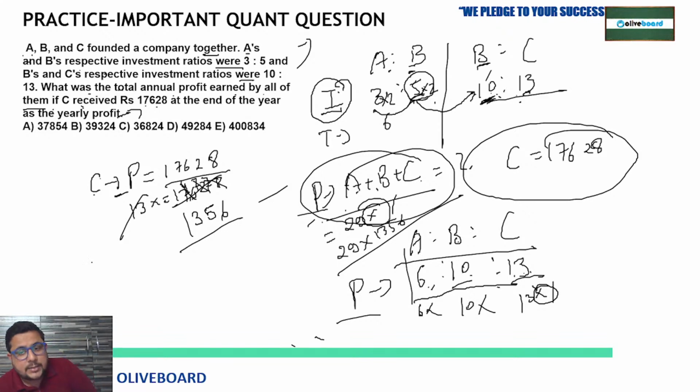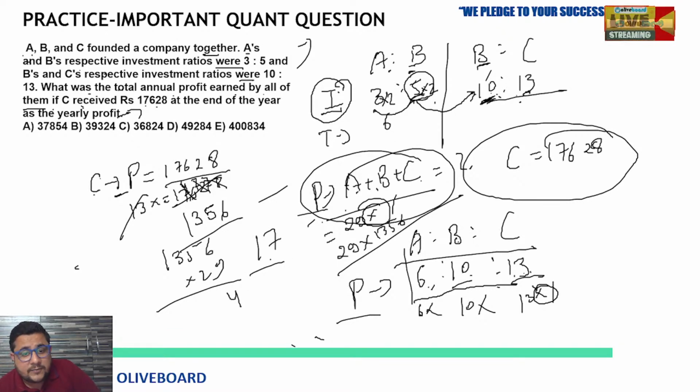Anyone who got the answer now? See, 1356 multiply 29, 29 sixes are how much? 174, 4. Then 17 would be what? It will be carried. Now 29 into 5, 145 plus 17, 162, 2, 16 carry.